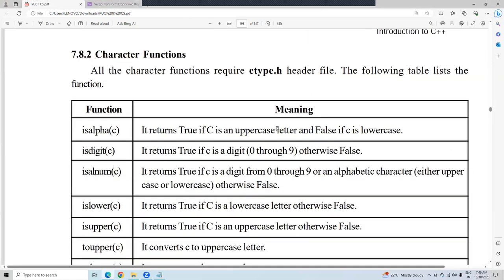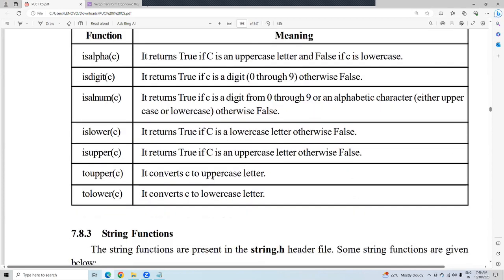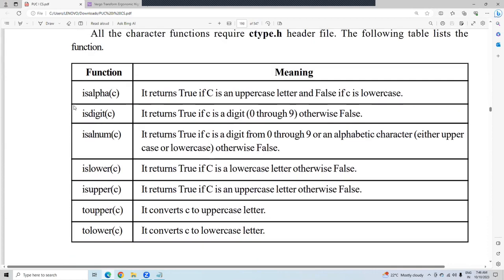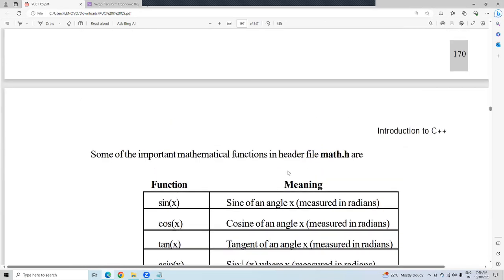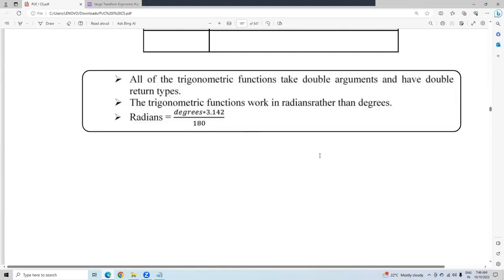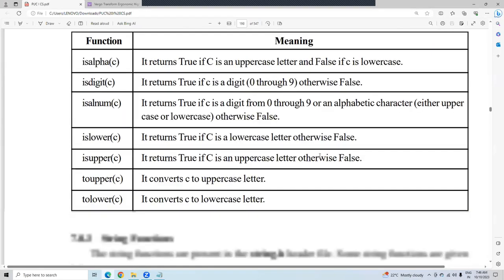Character functions. When we want to work with a character, say there is a word programming, and for every individual character I want to convert it to uppercase, then what I have to do is use some function from this. So for working with individual characters, we have all these ready-made functions. When I want to use these ready-made functions, it is necessary to include ctype.h. In the same way, when I want to use all these mathematical functions, including math.h, this line should be there before the main program. Otherwise, it will not work, right?